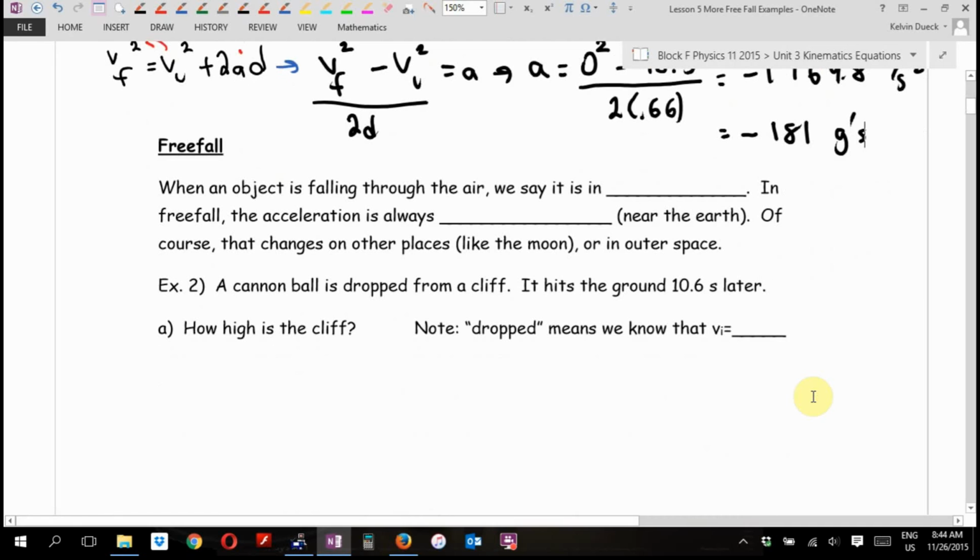Free fall. When an object is falling through the air, the word we use is free fall. In free fall, near the Earth, the acceleration is always what? We mentioned this in my rant before the lesson.